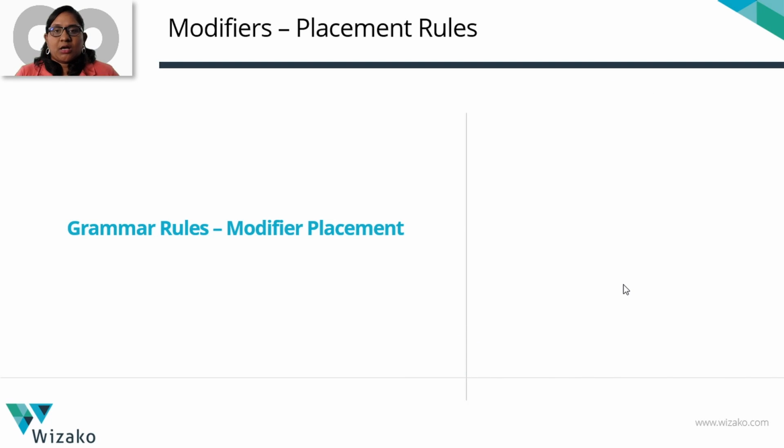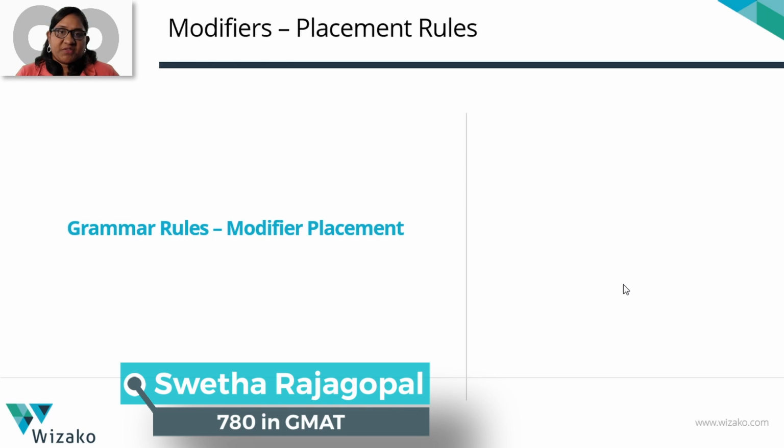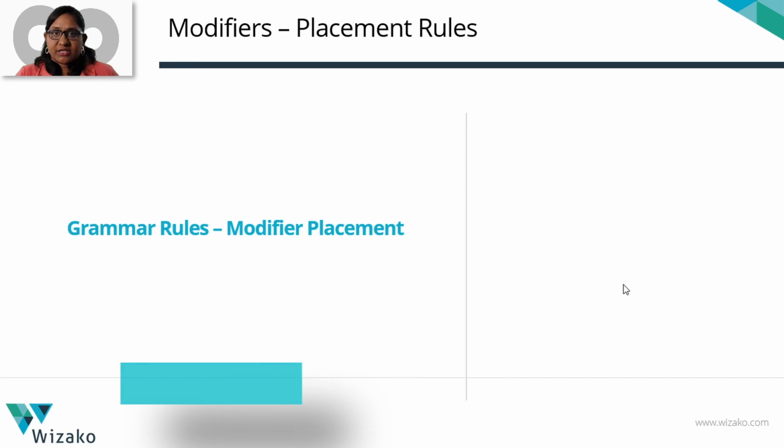We know that modifiers need not just be single words like adjectives and adverbs, and modifiers can also be phrases. In this particular video, we are going to focus on how you have to use modifiers that are phrases, that are a collection of words. Mainly with regard to modifiers that are phrases, rules revolve around the placement of the modifier in the sentence. So that's what we're going to be looking at.